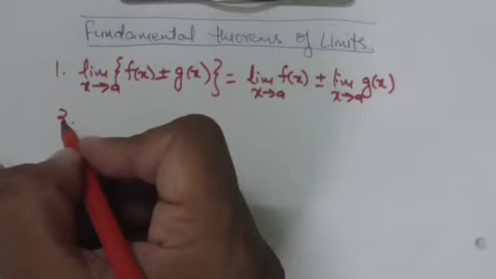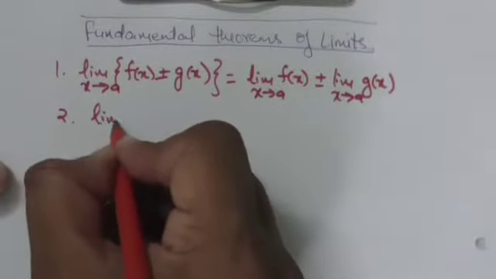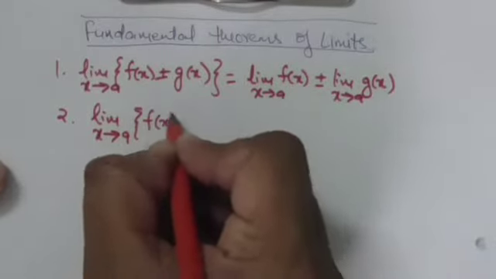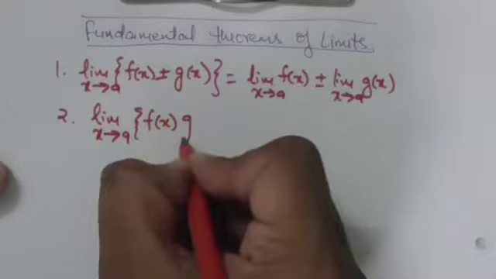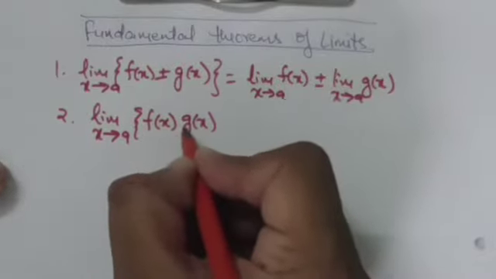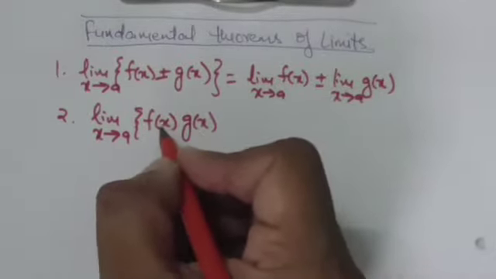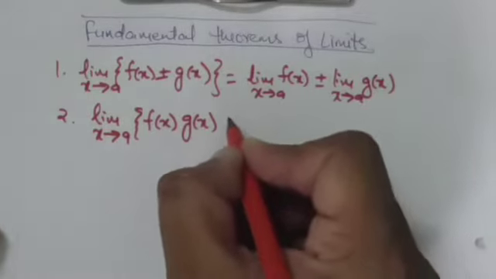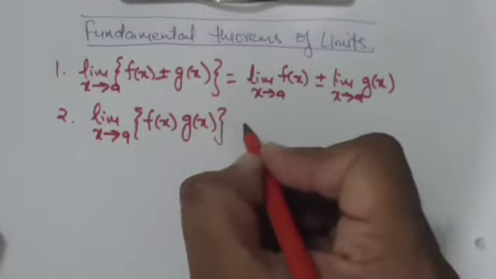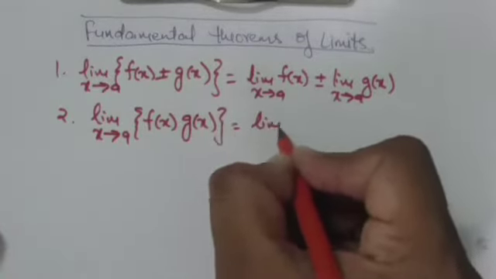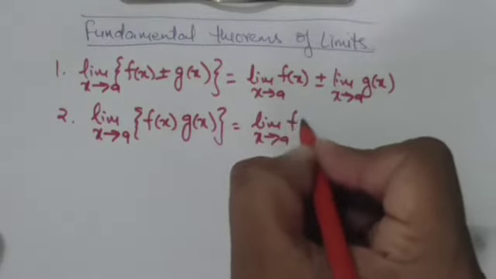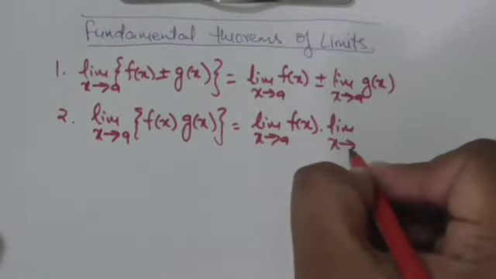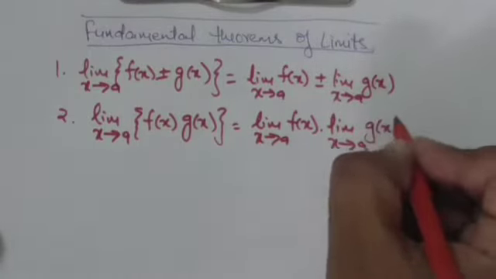Second one is limit x tends to a f(x) into g(x). Now see, these f(x) and g(x) are two functions. These f(x) and g(x) are functions of x. So this is equal to limit x tends to a f(x) into limit x tends to a g(x).